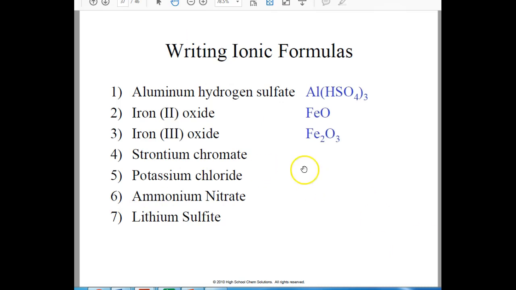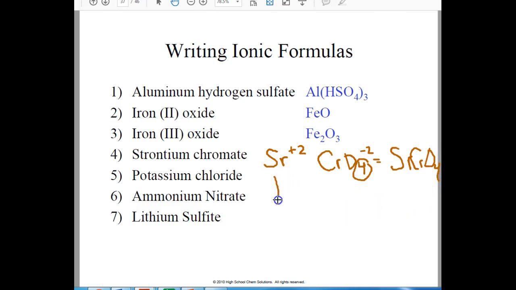Strontium carbonate, or excuse me, strontium chromate. So Sr for strontium. Strontium's in group 2, so it's always +2. Chromate is CrO4 with a -2 charge. All right, look how those are already balanced. So I don't really have to do anything except put them together. Now I cannot get rid of this 4 right here, or it wouldn't be chromate anymore. So SrCrO4.